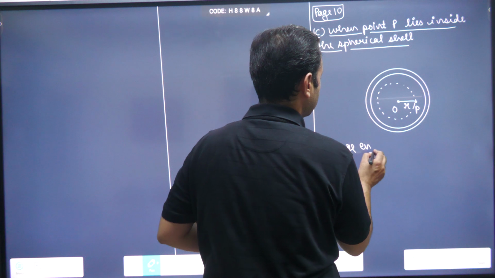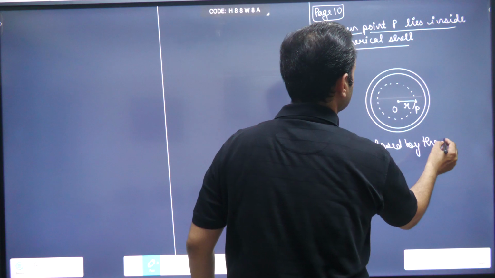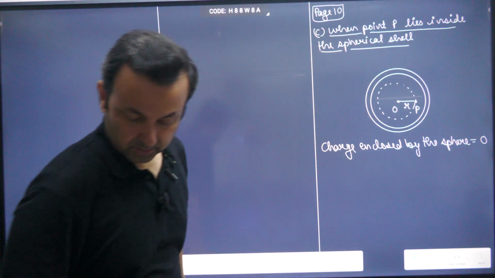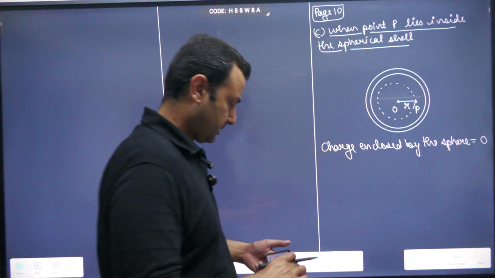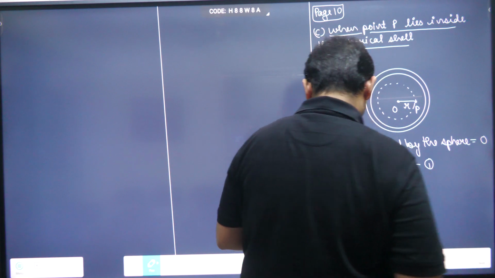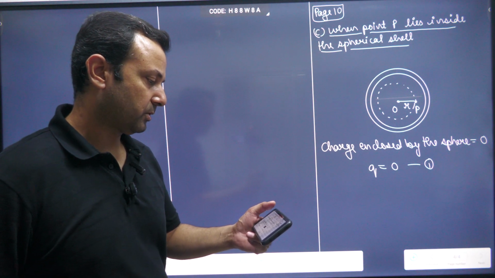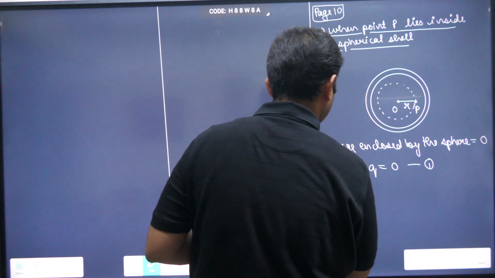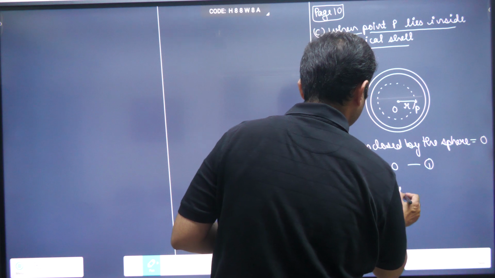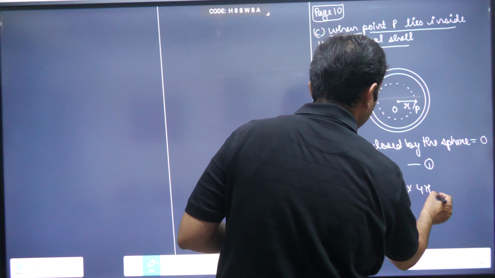Charge enclosed by the sphere is equal to 0. That is Q is equal to 0, equation number 1. Now, flux through the Gaussian surface, phi E, is equal to electric field into area, E into 4 pi r square.